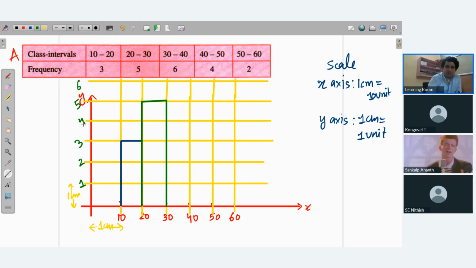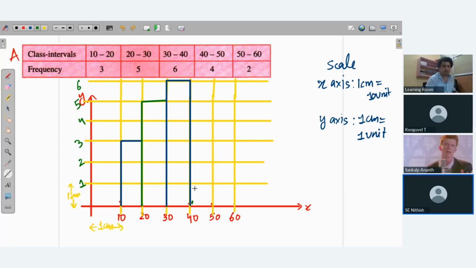Okay. What should be 30 to 40? Six. So why are we even learning histograms, sir? I thought it was easy, sir. No problem. But still, you have to learn it, right? So 30 to 40 is 6. What about 40 to 50? 4, sir.